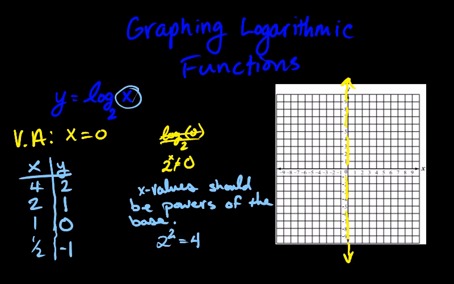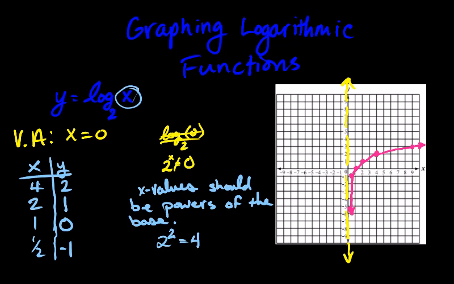And so we're going to graph those points on our coordinate plane, and we're pretty much done. So (4, 2), okay, and then (2, 1), (1, 0), and then (1/2, -1), and hopefully I can make a nice looking graph for everybody. There would be a point at (8, 3) if you were curious. And that is what a logarithmic growth function looks like.